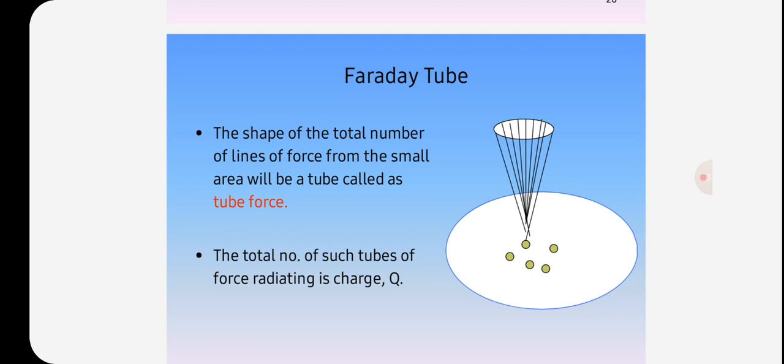The shape of the total number of lines of force from the small area will be a tube, called a tube of force. The total number of such tubes of force radiating from a charge is Q.